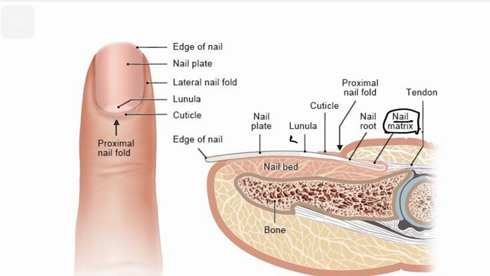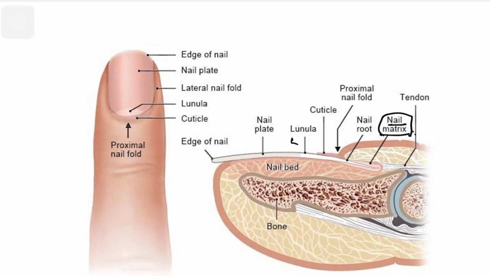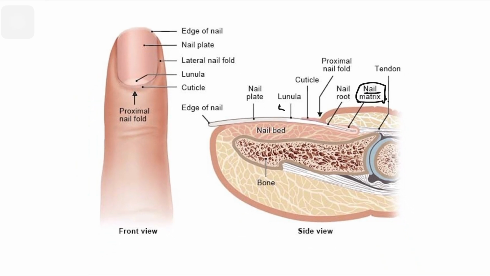You should know that fingernails grow at the rate of 2 to 3 millimeters per month, and toenails grow at a rate of 1 millimeter per month. So this is about the nail.